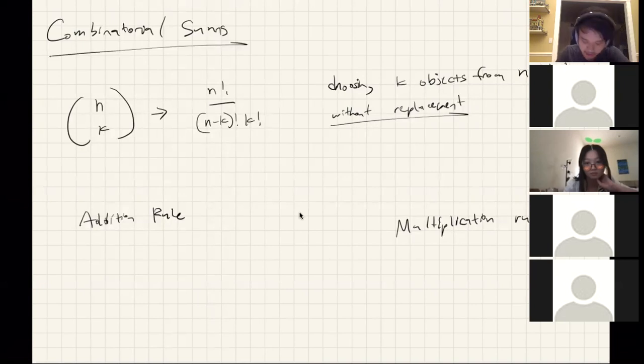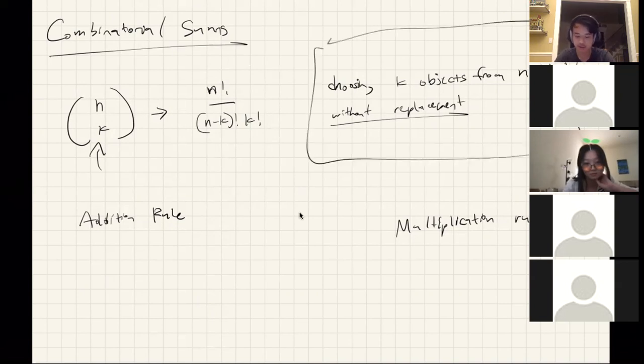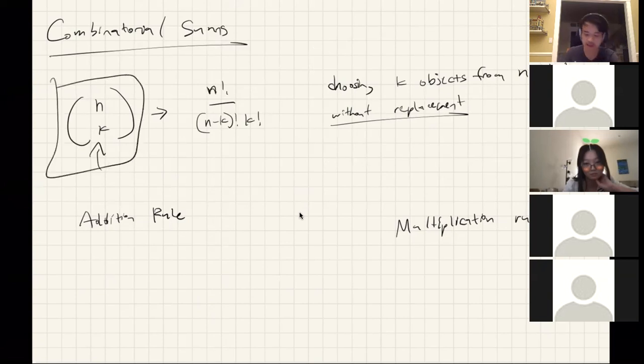So combinatorial sums are usually going to involve notation called combination notation. We call it n choose k, and it essentially stands for n factorial over n minus k factorial times k factorial. This number is equivalent to the number of ways to choose k objects from n total objects without any replacement.